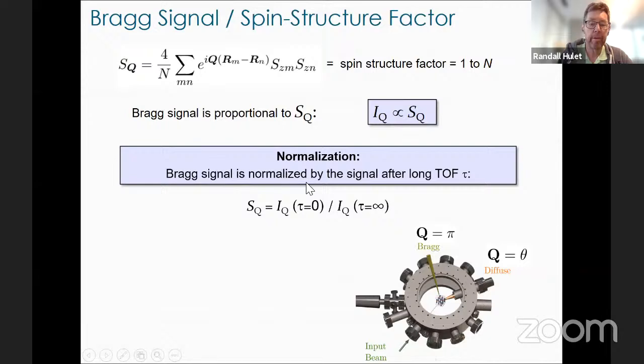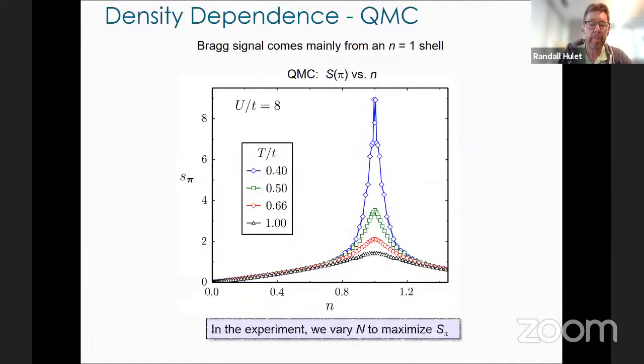So the normalization is done by looking at that random direction, the q equals theta direction. And we can also look at what the signal is after a long time of flight. Because after a long time of flight, the Debye-Waller factor is getting smaller and smaller because the atoms are no longer localized to their lattice sites, and the Bragg scattering signal, and therefore the spin structure factor, will diminish as a function of time of flight.